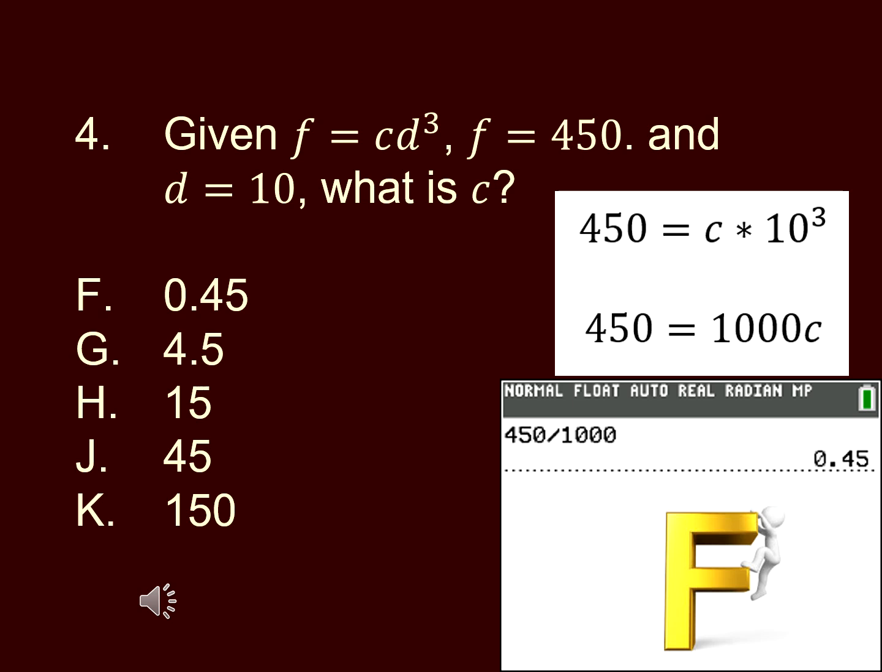So we're going to plug in what we know and turn this into a little algebra problem. Here we have 450 equals c times 10 cubed. 10 cubed is 1,000, so 450 must equal c times 1,000 or 1,000c. You divide, and remember when you're dividing and solving algebra, the number by the variable goes last, and so we do end up getting 0.45.